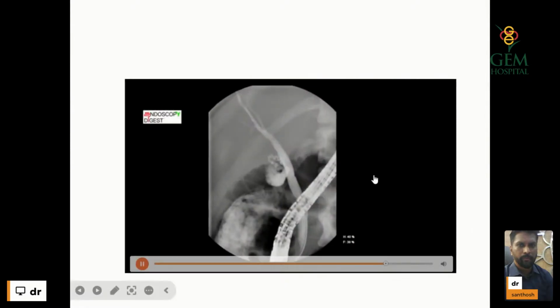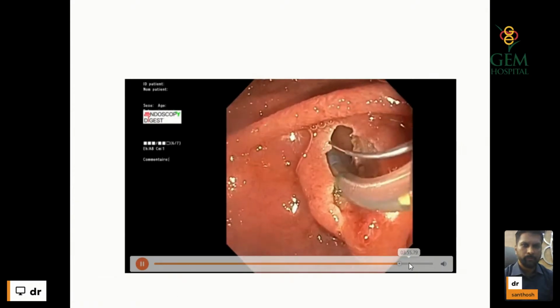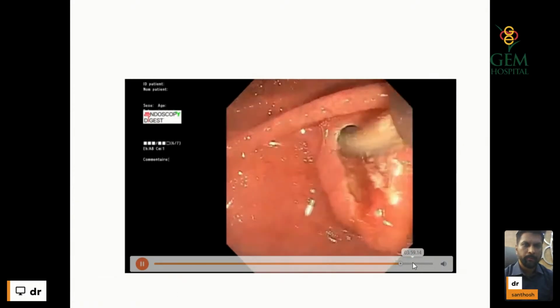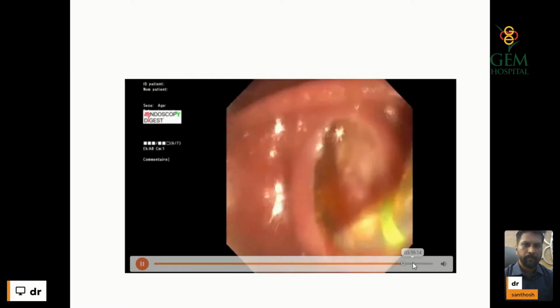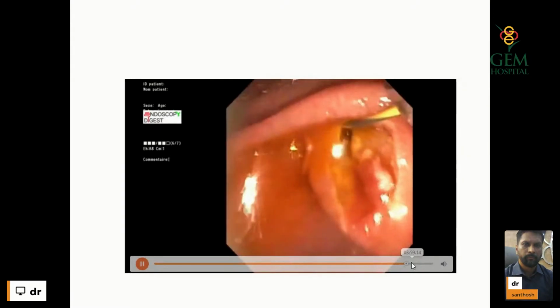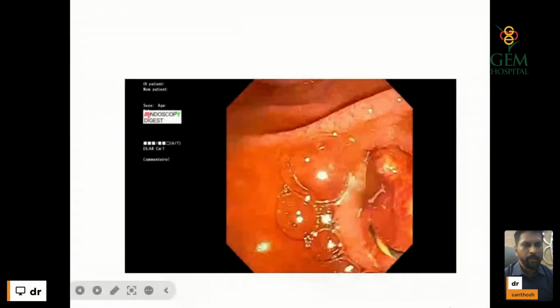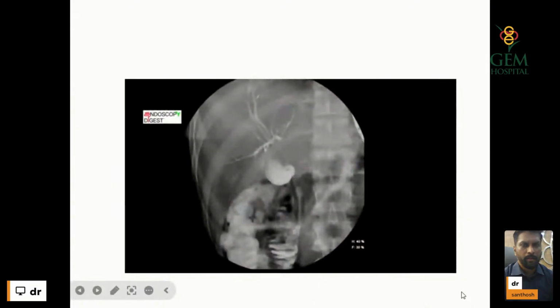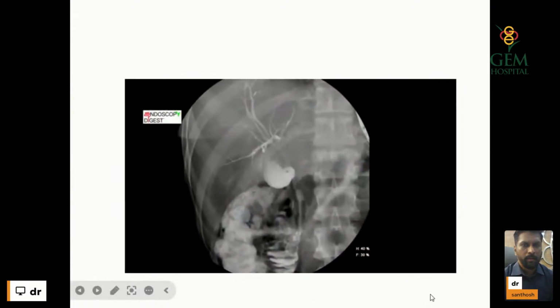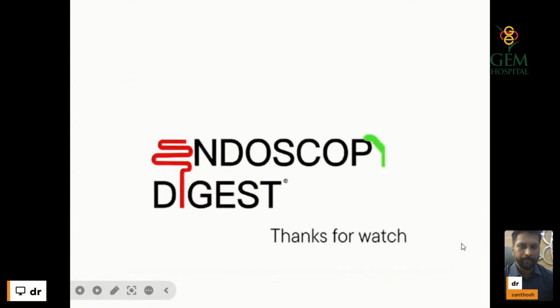Oh, this is the ERCP. Once this is done, we can remove that LAMS and suture the defect.